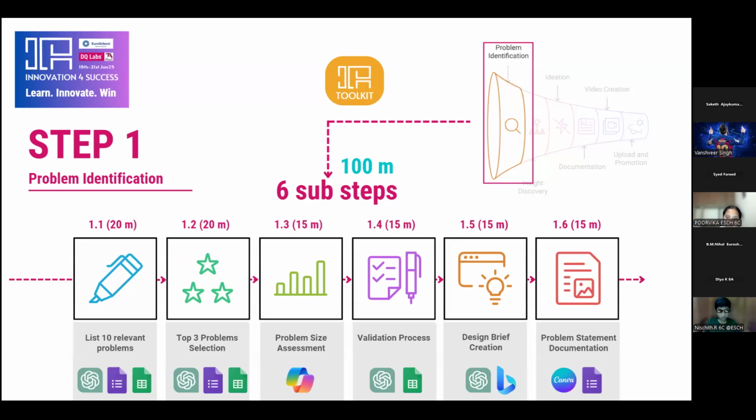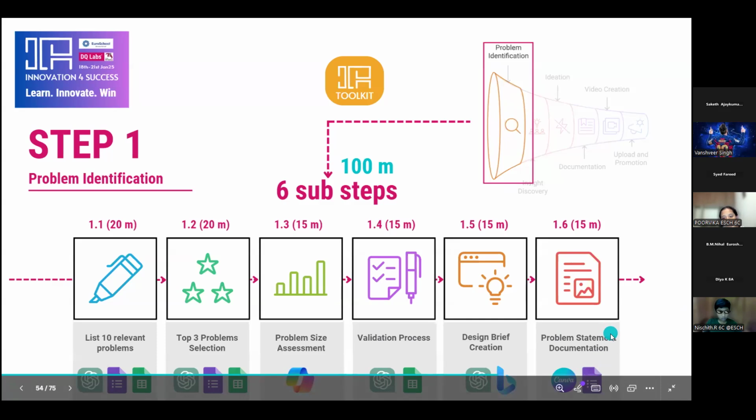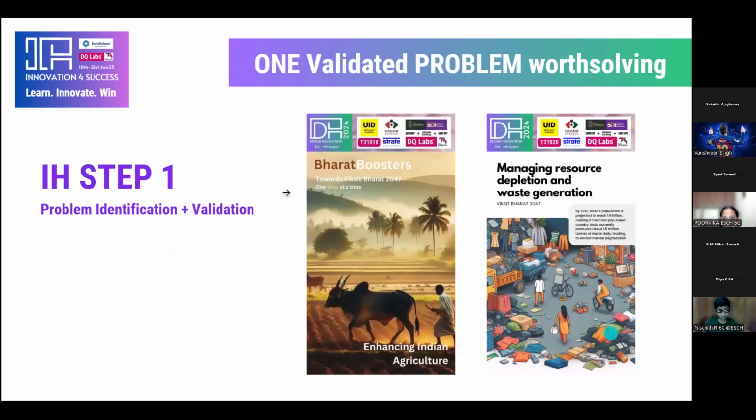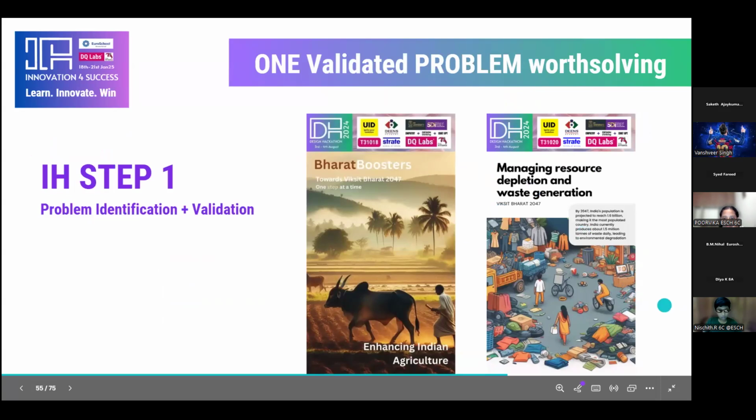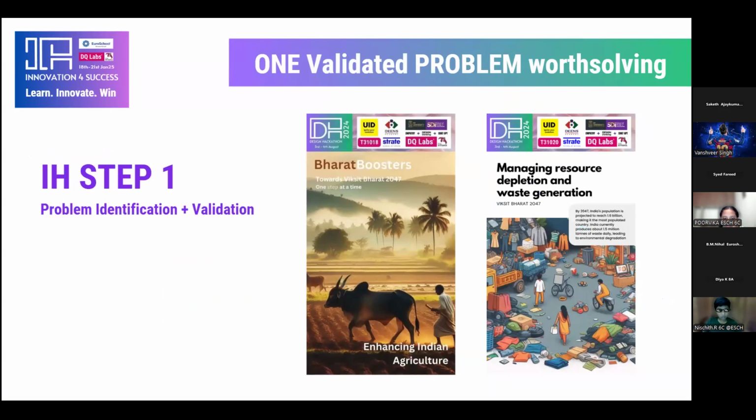The final sub step in the first step is to document this process using Canva. The outcome of the first step will be a slide which looks something like this. These are just two examples, but basically you'll be creating a problem statement and you would probably have some data points which are addressing it. So this was the first step.